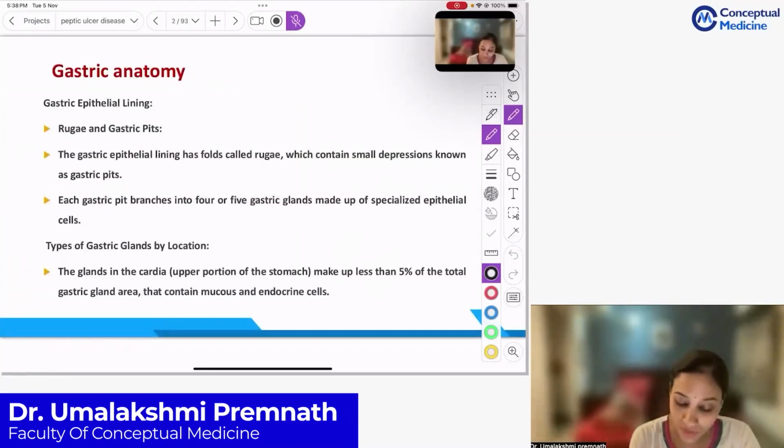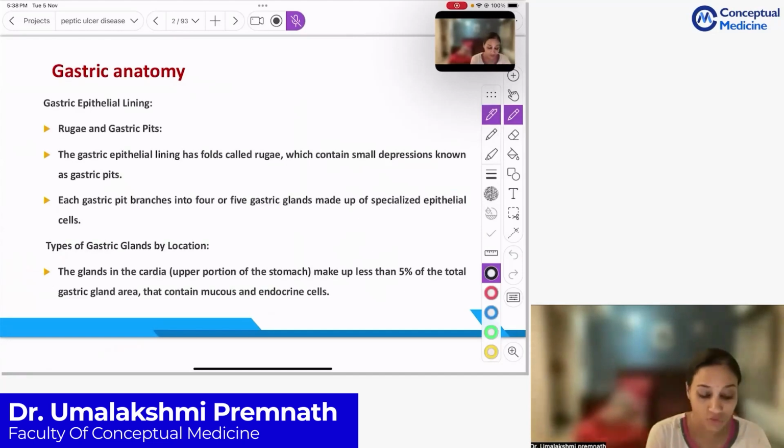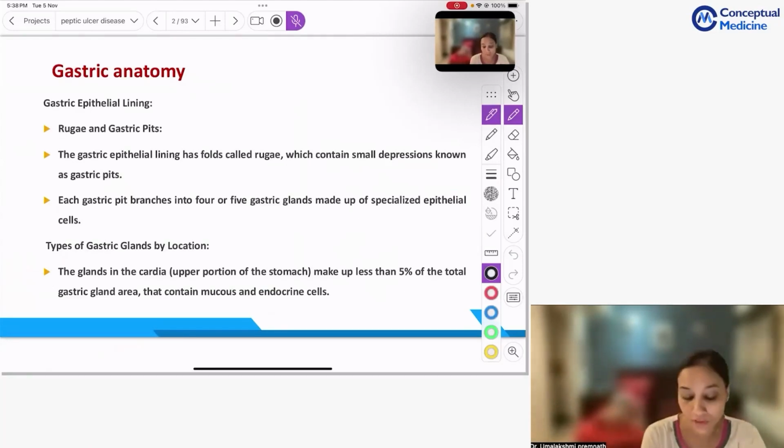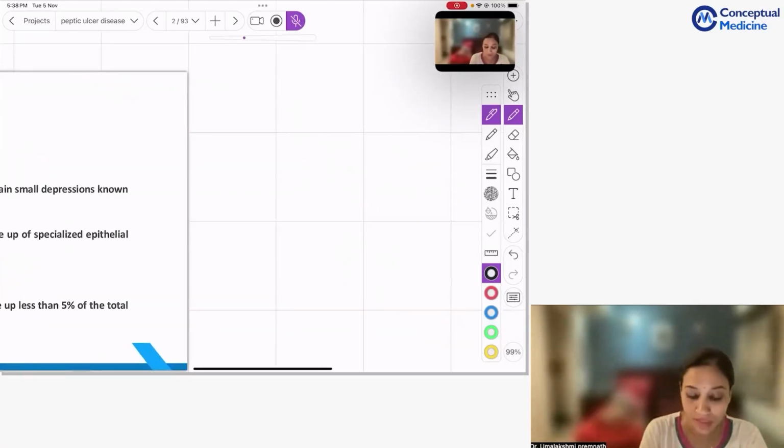Now, first, before we just move into the ulcer, we'll have a look at the gastric anatomy. Whatever anatomy we will be talking about will actually be divided into two. You have the proximal part of the stomach and you have the distal part of the stomach.